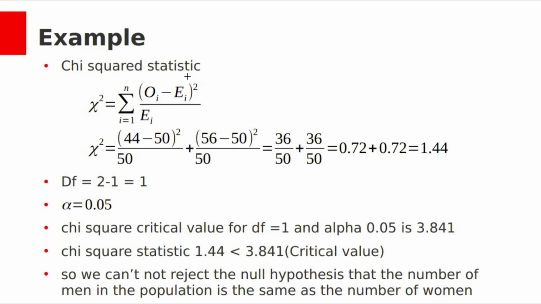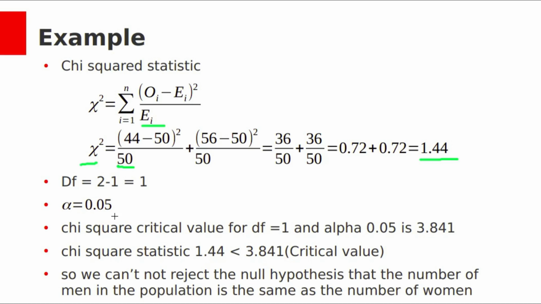Let's see that. Chi-square statistic is the summation of square deviations of observed and expected values, normalized with expected values. Observed value for men is 44 and expected value is 50, and their difference is 44 minus 50. We take the square of the deviation, normalize it with the expected value, that is 50, and add that to the square deviation for women. It is (56 minus 50) squared by 50. If you calculate this value, it will be 1.44. This is our chi-square statistic.